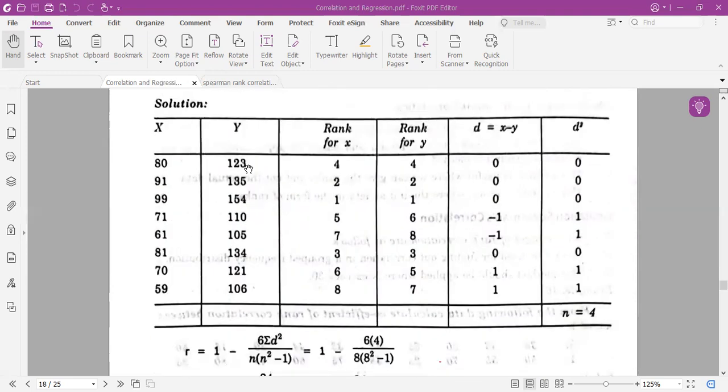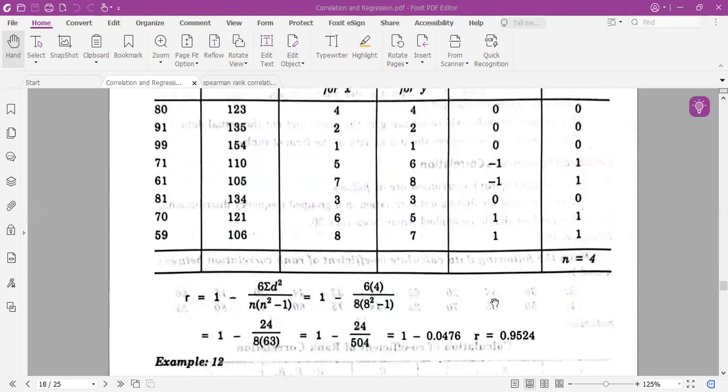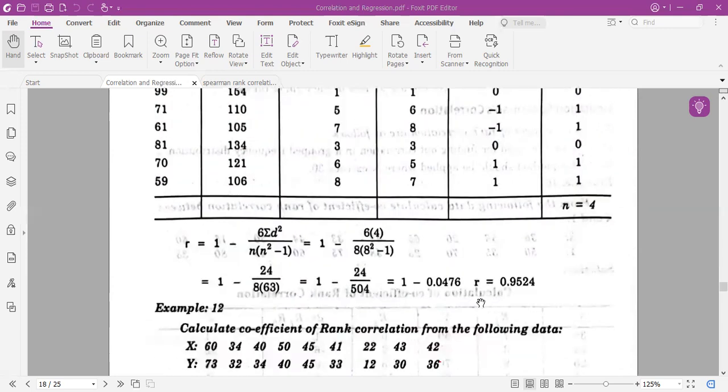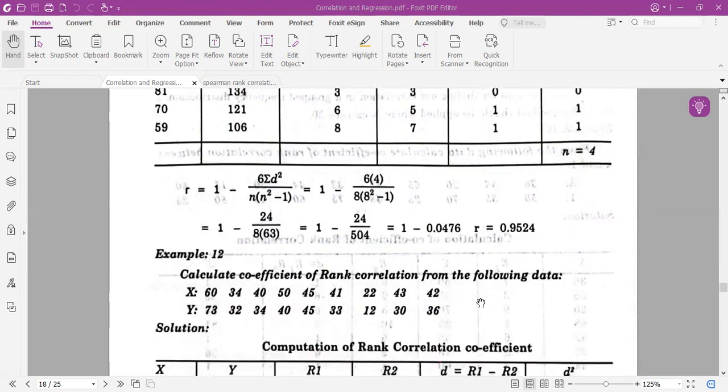So first convert X values into R1 ranks, and Y values into R2 ranks. Calculate D is equal to R1 minus R2. Then D square. Put that into formula. We'll be getting the rank correlation here. So what is the rank correlation here? 0.9524.